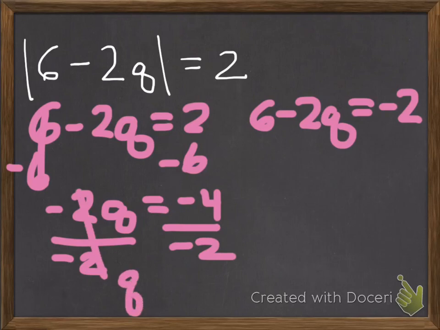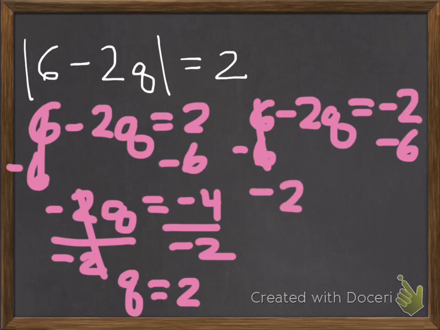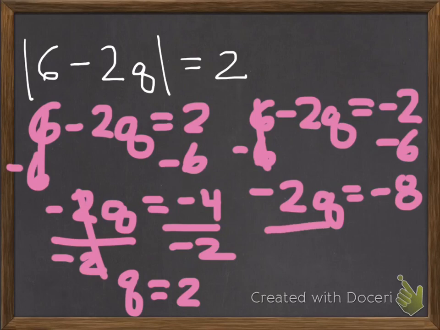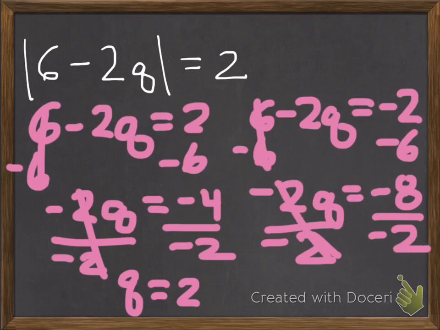and I say +2 as my answer, because -4 divided by -2, two negatives divided equals a positive. Then I'm going to do the exact same process on the other side for the other equation. Subtract 6, I get negative 8 equals negative 2q, and I'm going to divide by negative 2, and that gives me q equals positive 4. So my two answers are 2 and 4.